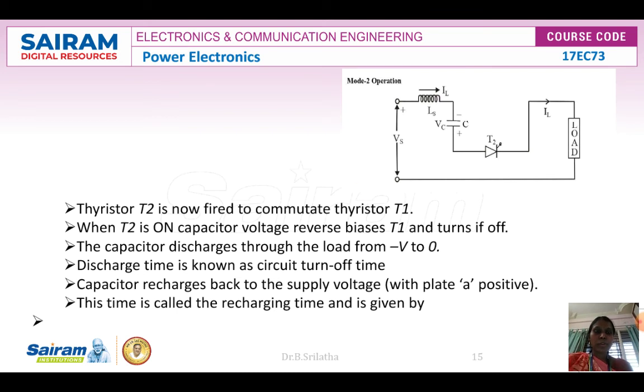Now the second mode, we are going to consider only T2. Here the current goes like this. T2 is now fired as the commutating thyristor of T1, and when T2 is on, the capacitor voltage reverse biases T1 and turns it off.